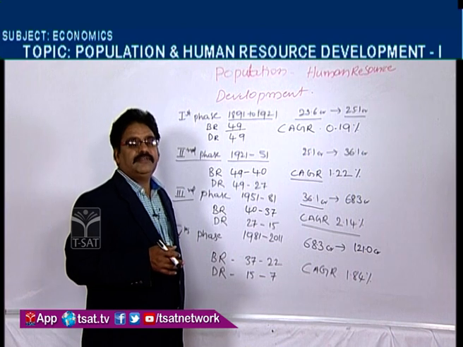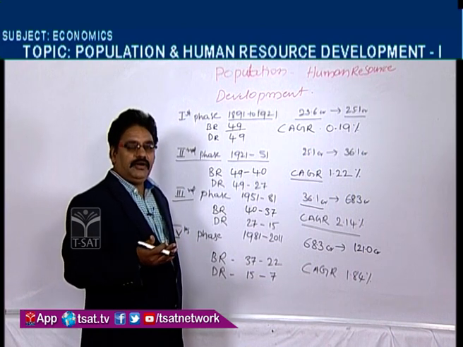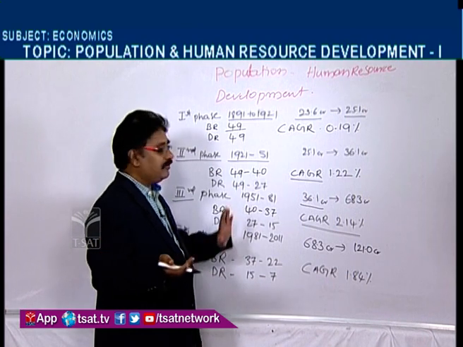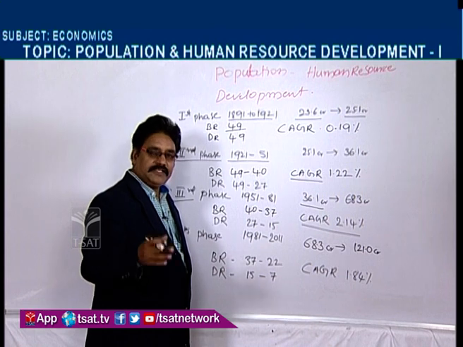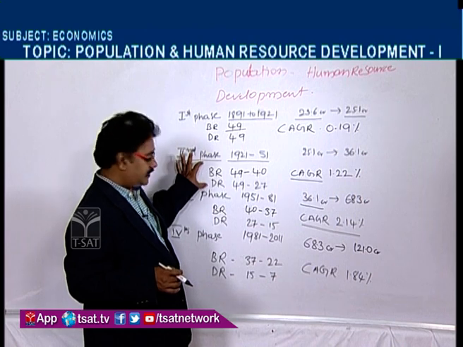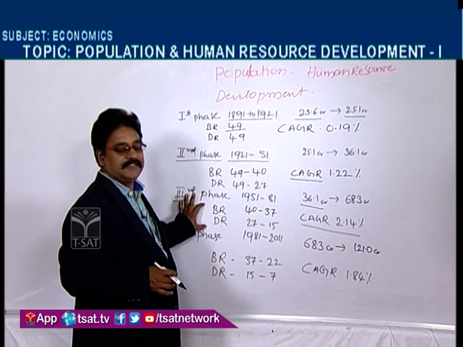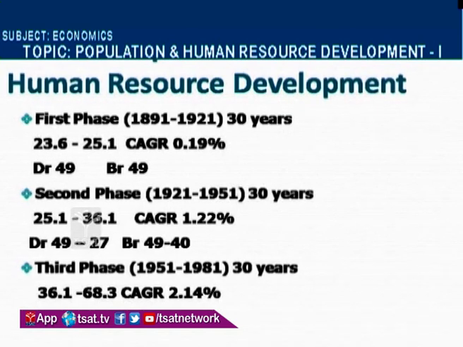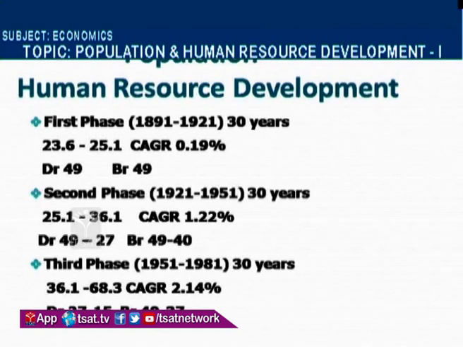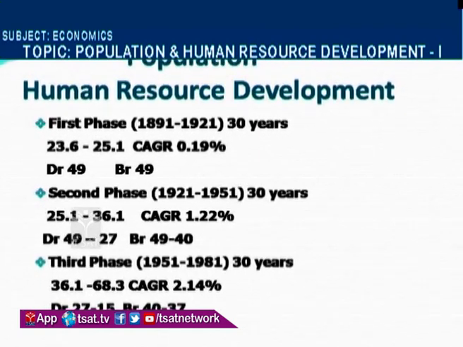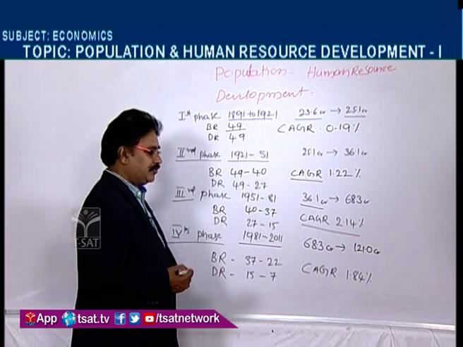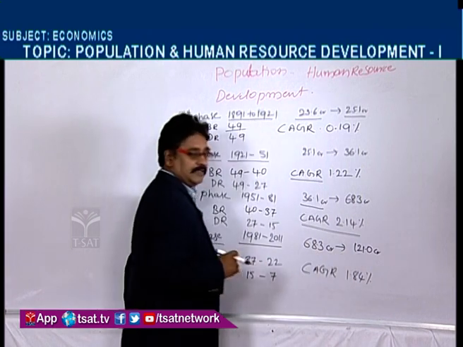People used to have a larger number of children, because more people can earn more income. Like that, they have higher birth rates, and the population is increasing in that phase. We can observe it slowly started increasing in the second phase, but it exploded in the third phase. During 1951 to 1981, the population exploded. And in the fourth phase, 1981 to 2011, the Indian population increased from 68.3 crores to 121 crores.